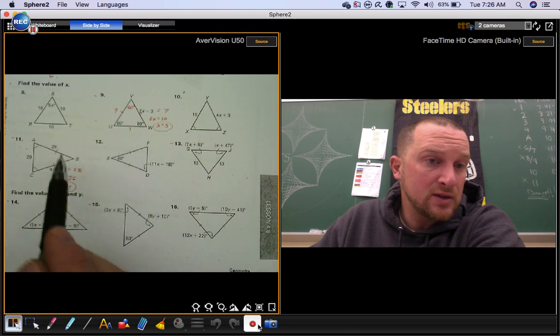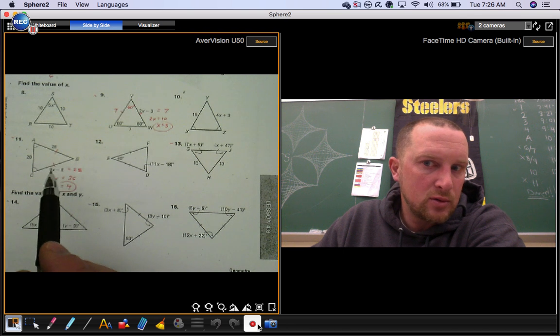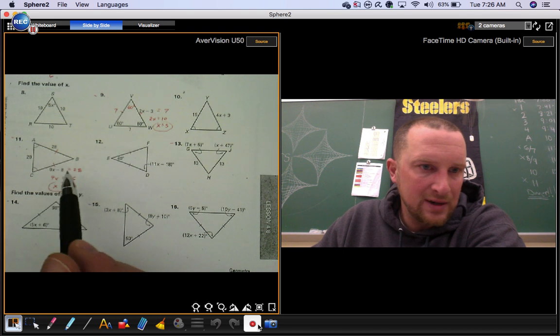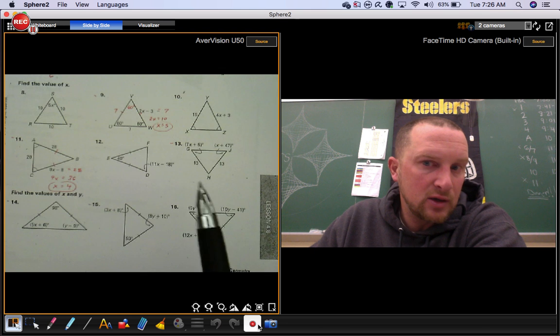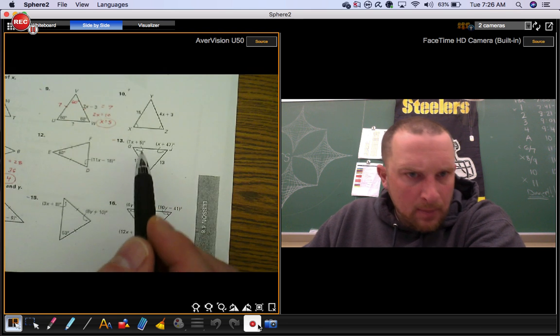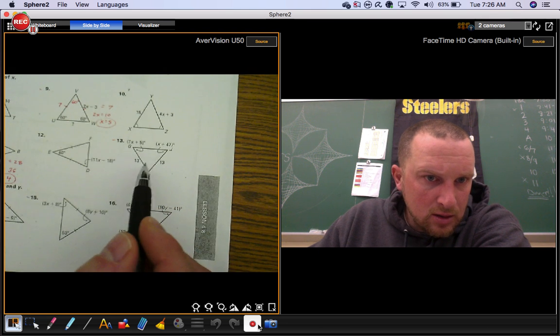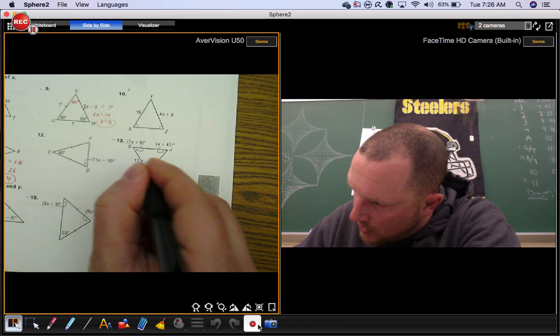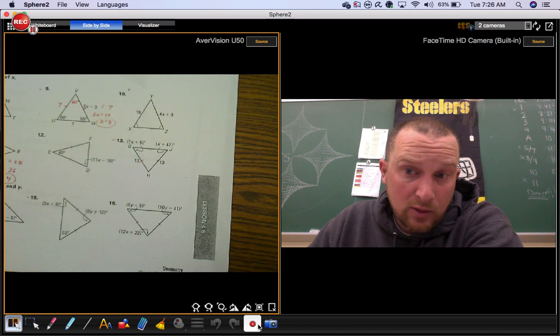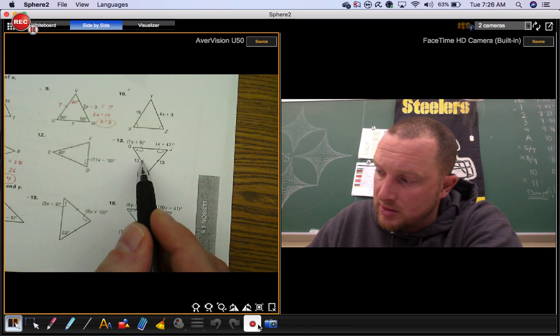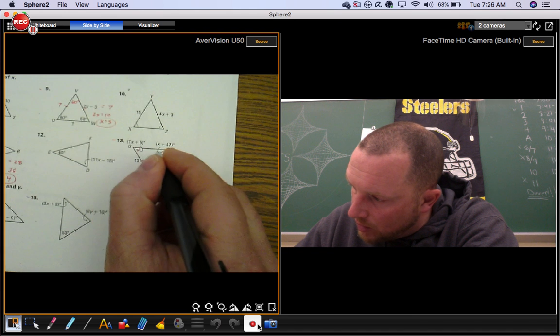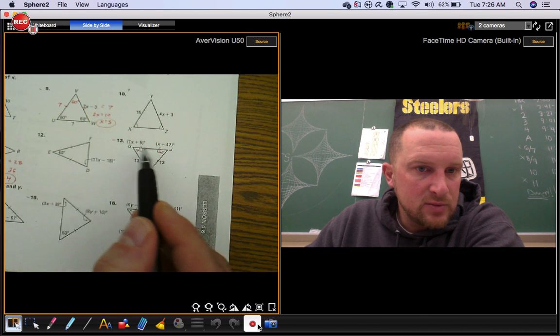Okay, so step 1, just classify the triangle. That way you know what is the same in the triangle, and then you can write an equation. Number 13, these two sides are congruent. That means the triangle is isosceles. It could be equilateral, but it's definitely isosceles. So if these are the legs, then these are the base angles. And we don't know what these base angles are, but we know they're the same.